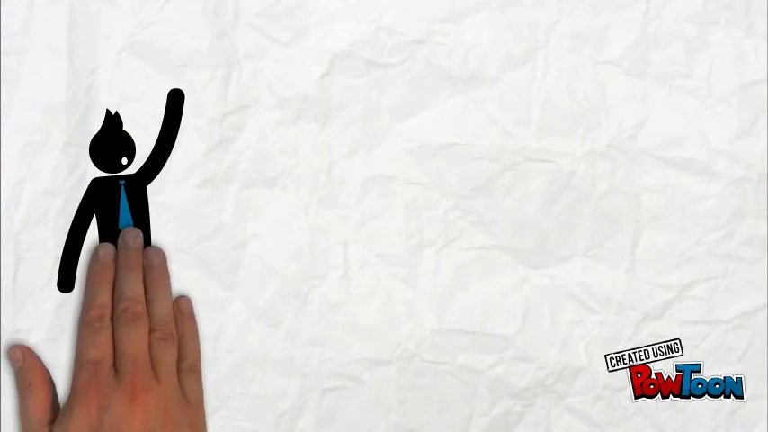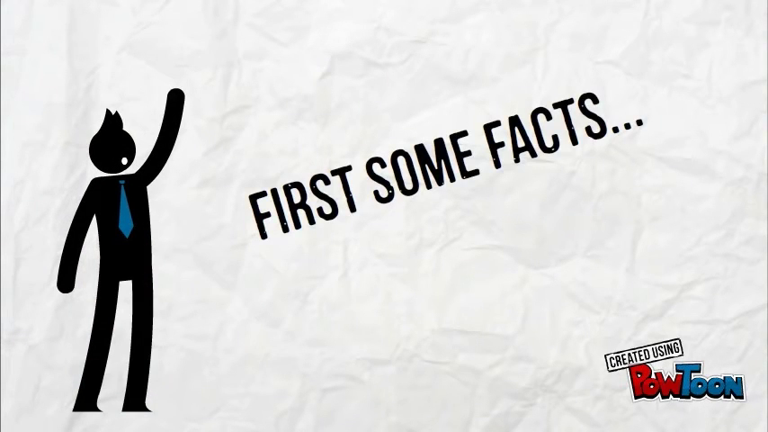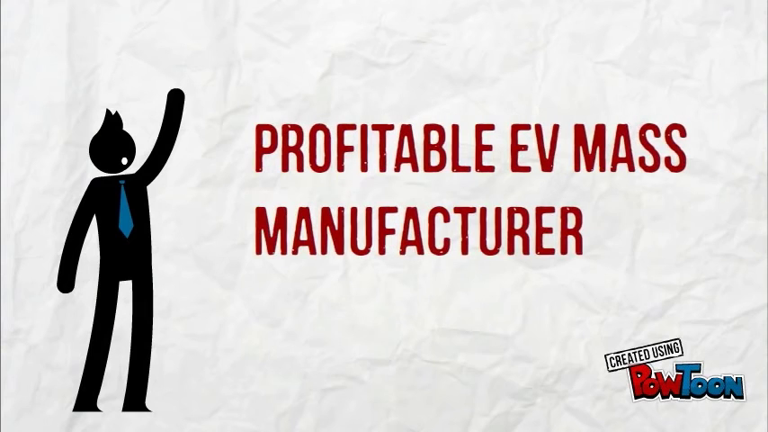So, what is Tesla Motors? Tesla Motors is an American profitable EV car manufacturer. This means manufacturing of electric cars. Tesla has quickly become a profitable mass manufacturer in electric cars, and the company has spent less than a third of the $1 billion that it would normally cost to get such a plant operational.